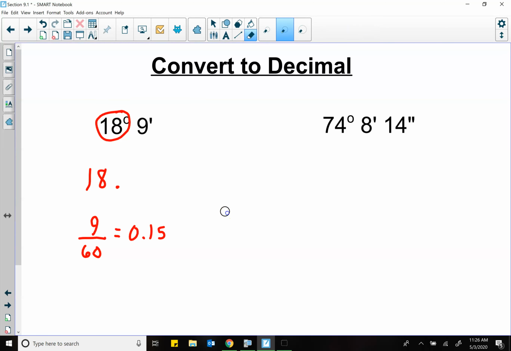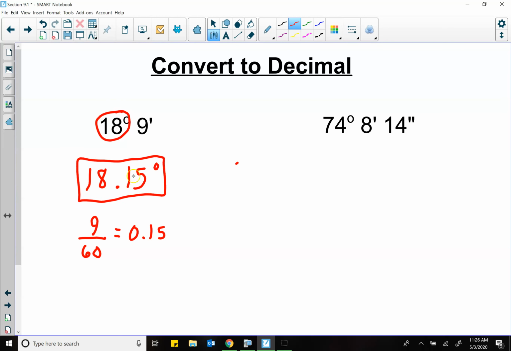And so all I'm going to do to get my final answer up here is take this decimal right here and put it after the decimal that's up here, because 9 minutes represents 0.15. So 18 degrees, 9 minutes in purely degree form is 18.15 degrees. All you do is you slap that decimal onto the end. Okay? Go ahead, pause the video, and give 74 degrees, 8 minutes, and 14 seconds a try. And go.